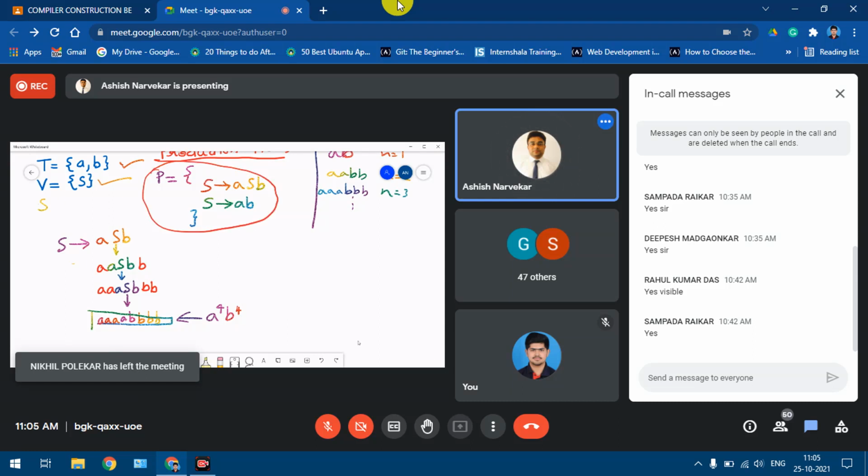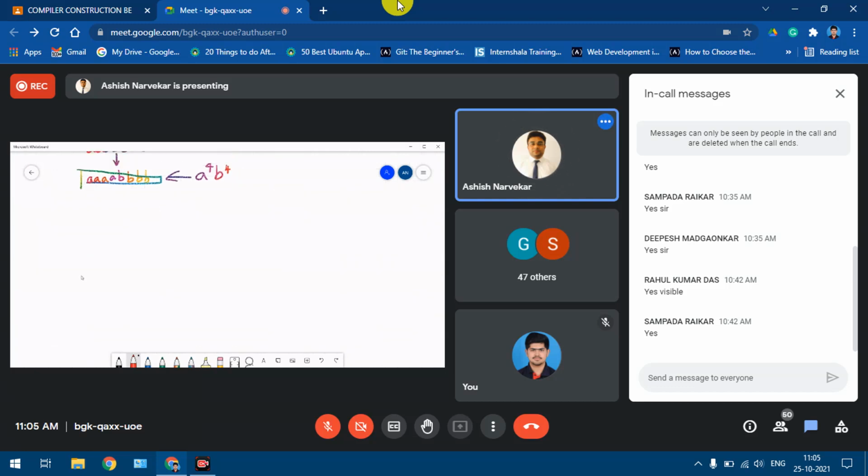Okay. So let's take another example. Let's say that we have to consider the language L equal to 0 raised to n, 1 raised to n, such that n is greater than or equal to 1. Can you tell me the solution to this? Can you give me the answer quickly?